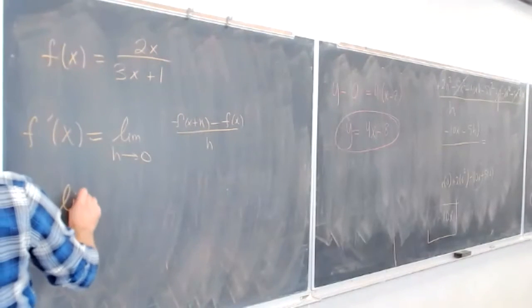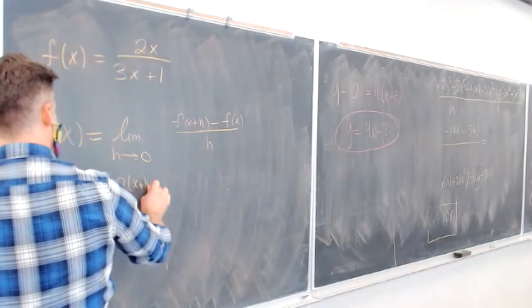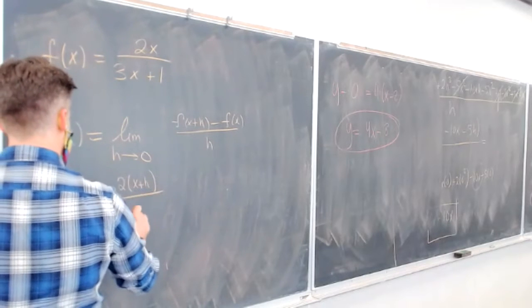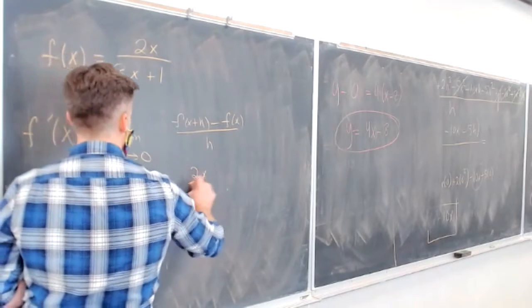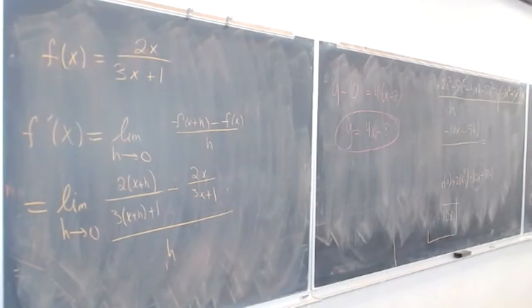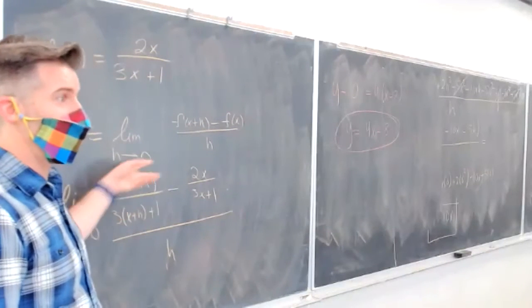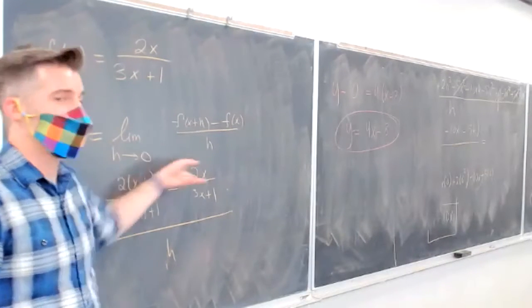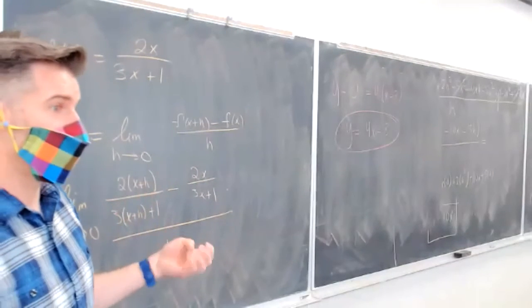So then, with the limit as h goes to 0 of 2 times (x plus h) divided by 3 times (x plus h) plus 1, minus 2x over 3x plus 1, all divided by h. Now I think this looks terrible. I don't love fractions in fractions. So when I write my next line, the first thing I'm going to do is subtract these together, to get a common denominator so I can subtract those. But then instead of saying it's all this divided by h, I'm going to say it's all multiplied by 1 over h. Dividing by a number is the same as multiplying by its reciprocal.